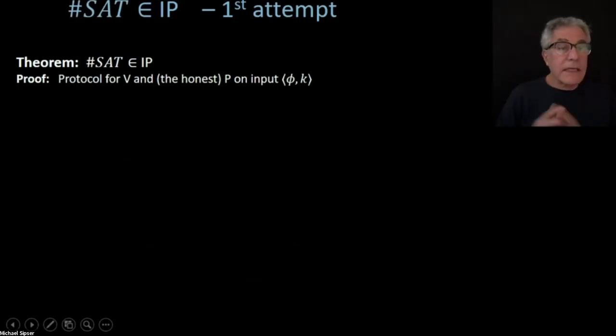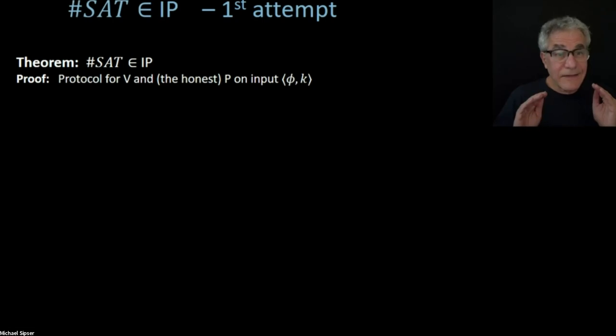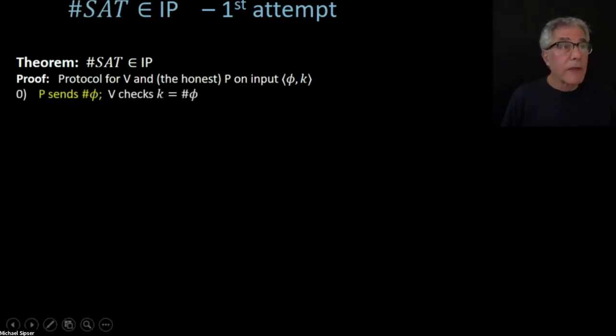All right, let's first go over the protocol we attempted for number SAT last week on Thursday. Okay, so we're given the input, the formula, and a k. And remember what we want to happen. We want the verifier to end up accepting with high probability when k is the correct value, and with low probability when k is not the correct value.